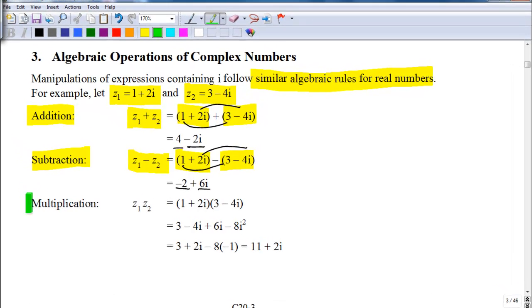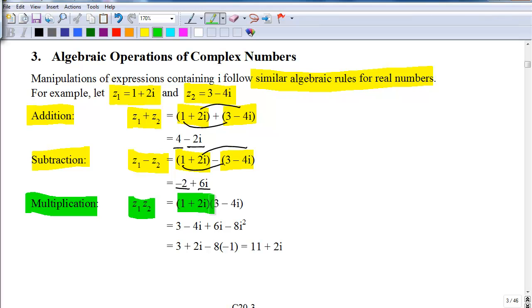For multiplication, if we want to multiply z1 with z2, then what we do is we follow again the same rules we have when we deal with real numbers. Meaning, when we multiply 1 plus 2i with 3 minus 4i, we do this: 1 times 3, 1 times minus 4i, 2i times 3, and 2i times minus 4i. So we have 3 minus 4i plus 6i minus 8i squared.